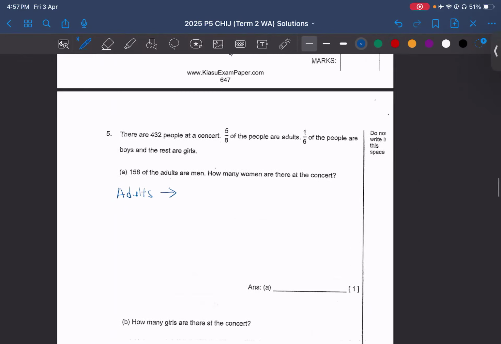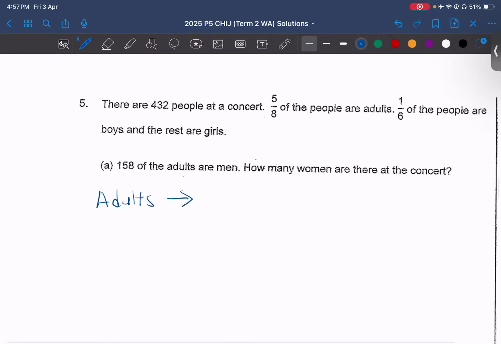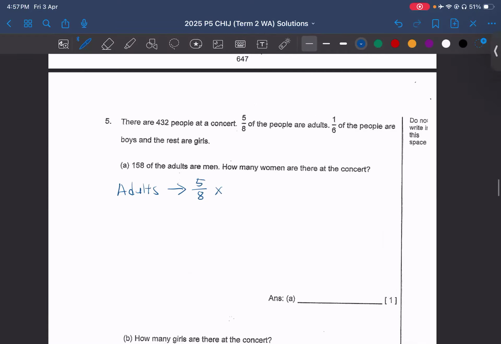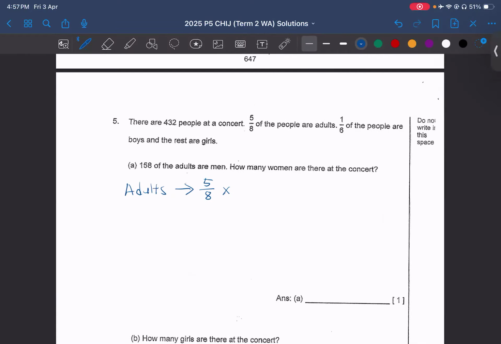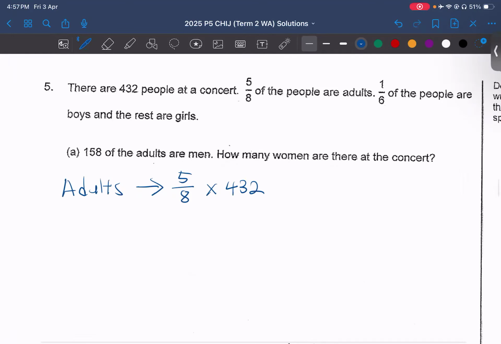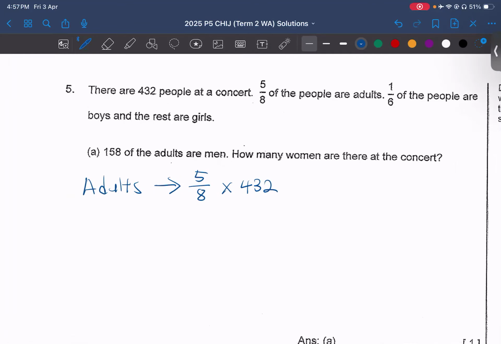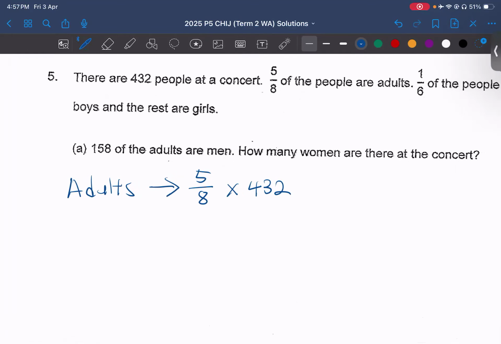So in this case, to find how many adults are at the concert, we'll be taking the fraction of people that are adults, which is 5/8, multiplied by the total number of people at the concert, which is 432. So here we have a fraction multiplied by a whole number. So in this case, the denominator of the fraction can cancel with the whole number. So in this case, 8 and 432.